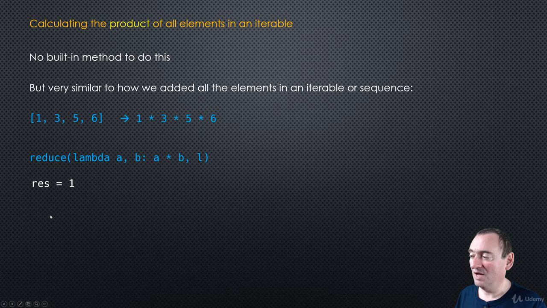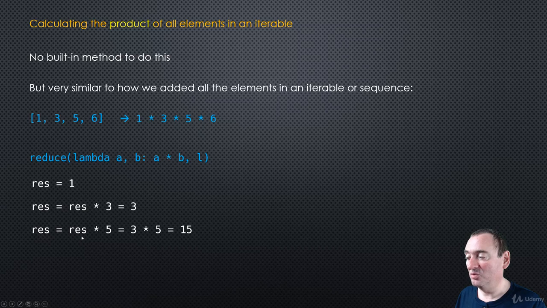So what's our result? Our result starts with 1. That gets initialized to the first element of the sequence. Next, we go into a loop that basically will iterate through the remaining elements of the iterable. And we're going to multiply it with the previous result. So the next result is going to be the previous result times 3, which is 3. The next result is going to be the previous result times 5. Well, previous result was 3, so 3 times 5 is 15.